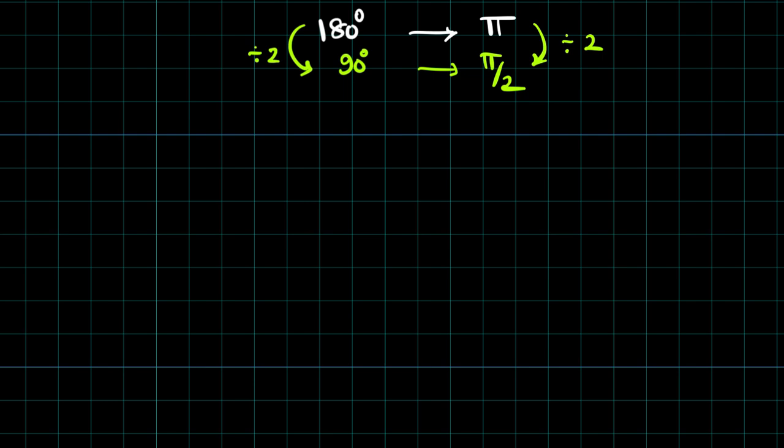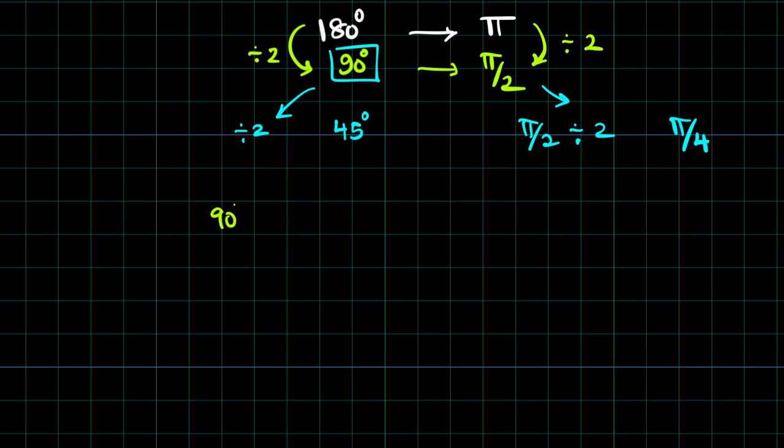Now let's continue with this flow. Let's take 90 and divide 90 by 2. So 90 by 2 is 45 degrees. Pi by 2 divided by 2 becomes pi by 4 radians. Similarly, let's take 90 again and divide 90 by 3. So 90 by 3 becomes 30 degrees. Remember, 90 is pi by 2 radians. So let's divide pi by 2 by 3. It will become pi by 6 radians.